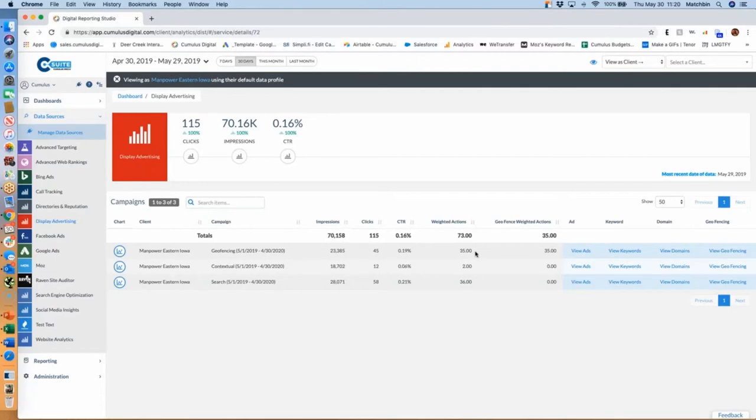Absolutely. So the weighted actions is all of the people, but we break the 73 out into how many of those were geofence weighted actions, because remember, we're using three different tactics here. The geofencing tactic alone was 35, which is about half. Half of the weighted actions came from the geofencing, and the other half came from either contextual or search, the combination of the two. So let's go just a step further here. We're going to show you the ads.